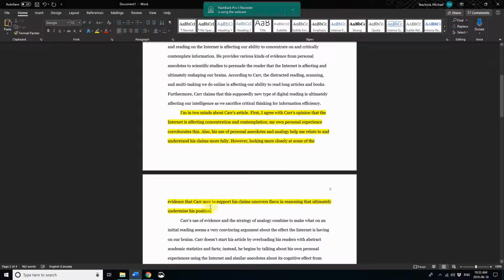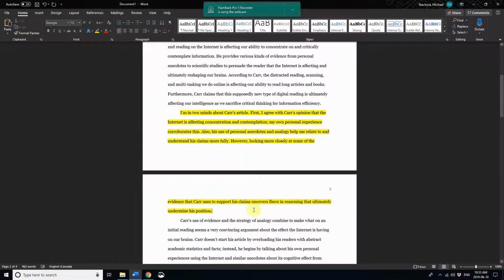This paragraph right here tells the reader exactly what your reaction to that article is and what your argument is going to be in the rest of the paper. Whether or not you find it convincing, or you didn't find it convincing, or you have mixed feelings about it.